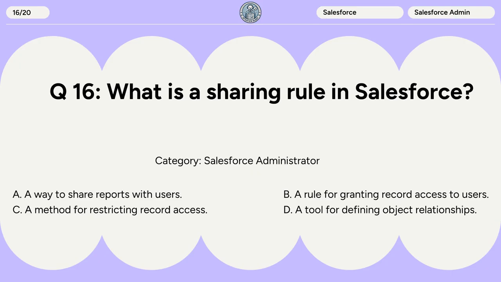Question 16. What is a sharing rule in Salesforce? A. A way to share reports with users. B. A rule for granting record access to users. C. A method for restricting record access. D. A tool for defining object relationships.